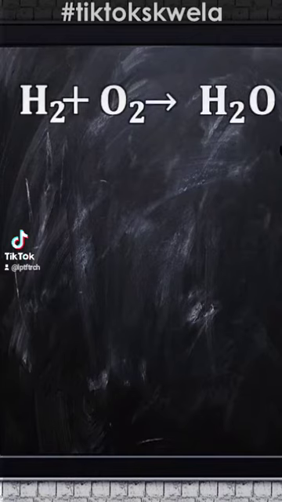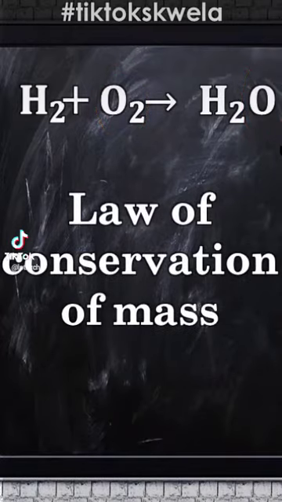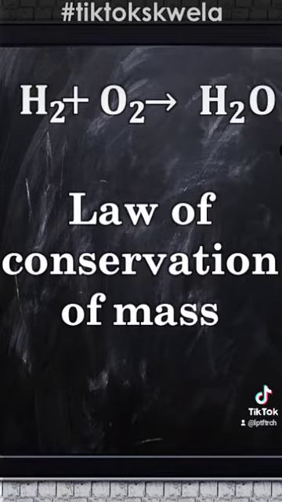This chemical equation is not balanced. As you can see, there are 2 atoms of oxygen in the reactant side, while only 1 atom in the product side. To obey the law of conservation of mass, there must be the same number of atoms on both sides of the equation. We can balance the chemical equation by placing coefficients in front of the compounds or atoms.